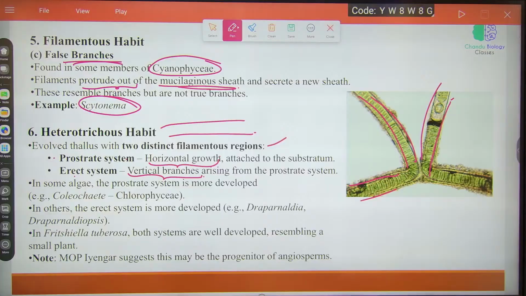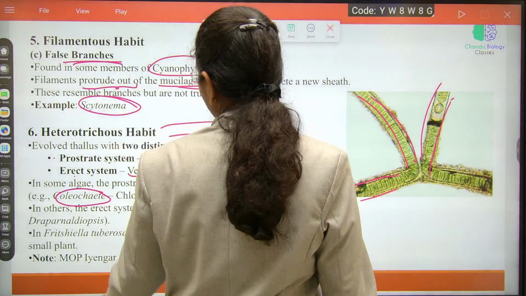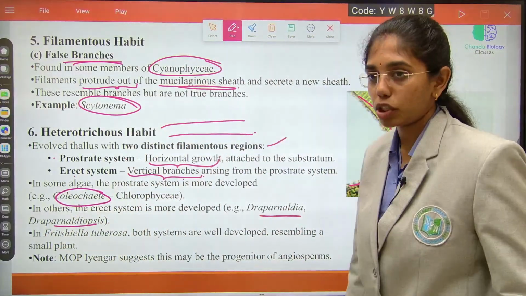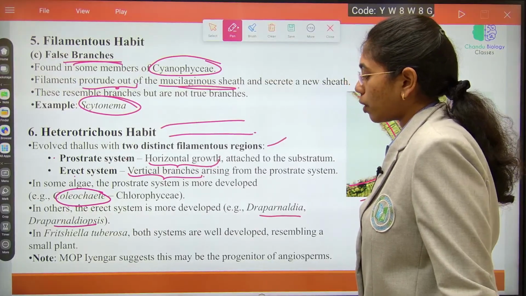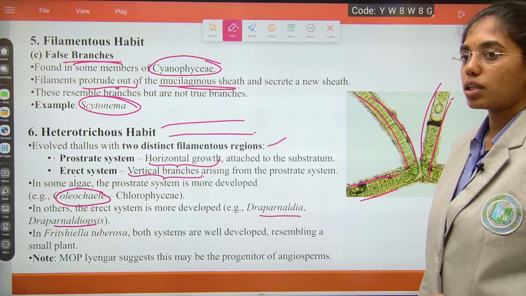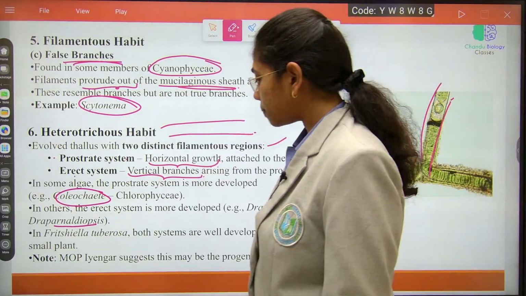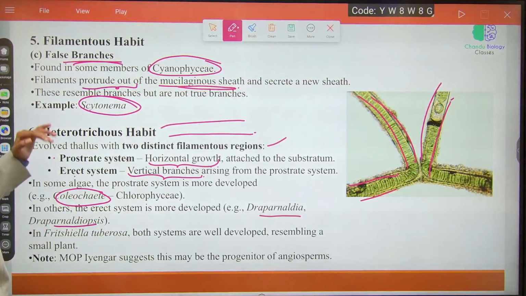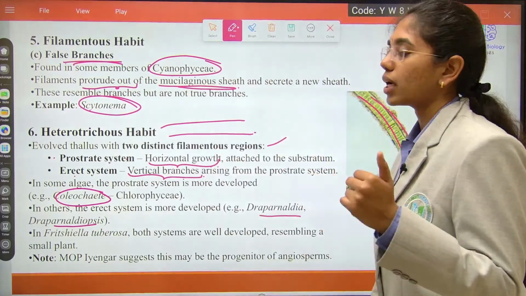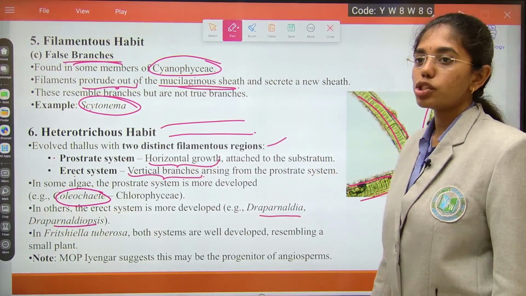An example is Chaetophora of Chlorophyceae. In others, the erect system is more developed, like Draparnaldia and Draparnaldiopsis. In Fritschiella tuberosa, both systems are well developed, which resembles a small plant. So these are the species for heterotrichous habit. You can take a screenshot of this.